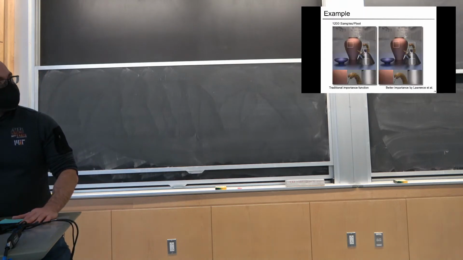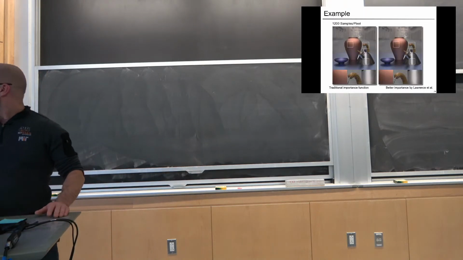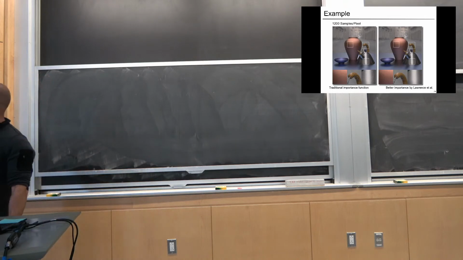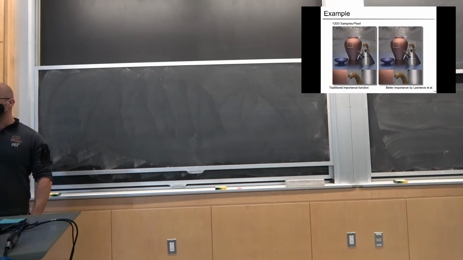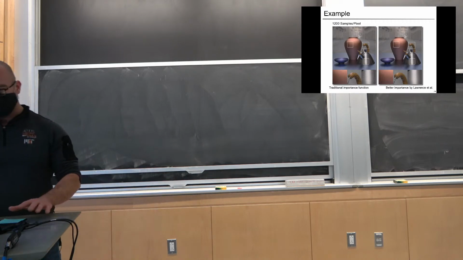Okay, so here's another example of importance sampling. I think this is a little hard to see, but a lot of these rendering effects are kind of subtle. You can see, for example, the handle of the teapot is far less noisy when you use a clever sampler.